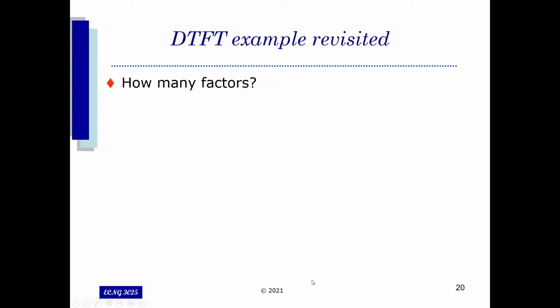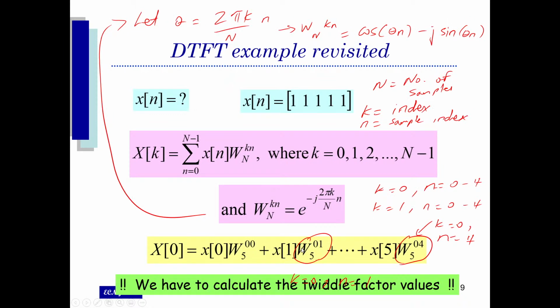So in doing this, that means we have to calculate the twiddle factor values for each one of these x of k indexes here. So when k is equal to 0, we're going to have to calculate k equals 0, n equals 0, then k equals 0, n equals 1, k equals 0, n equals 2, and so forth, just for this x of 0 value here.